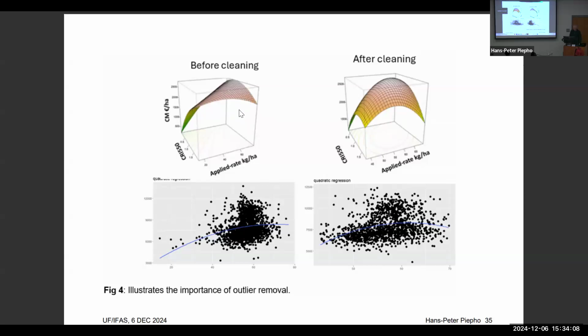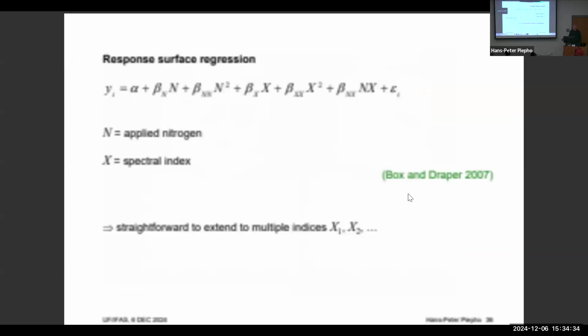So this is just to represent the data cleaning. Here's a response surface; we're going to fit a response surface here. In a nutshell, this already shows the type of model that we want to fit. We've got the applied N rate and the vegetation index value on the x and y axes, and on the z axis you've got yield. That's the kind of model we're fitting. This is just the before and after the cleaning, to indicate that it's an important prior step.